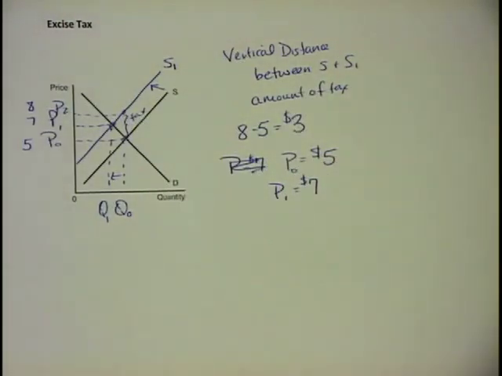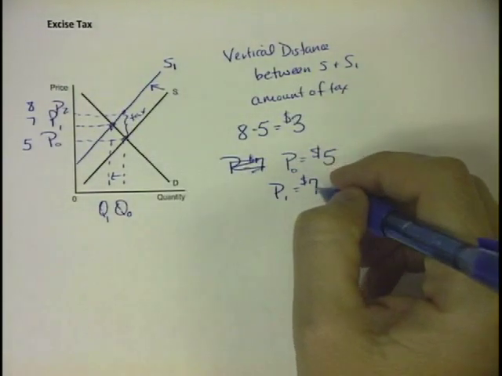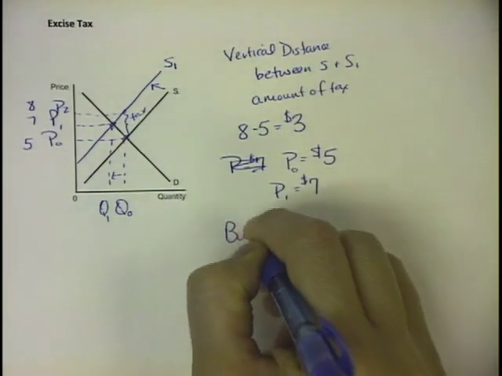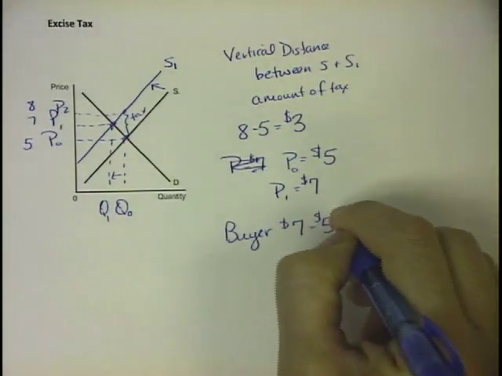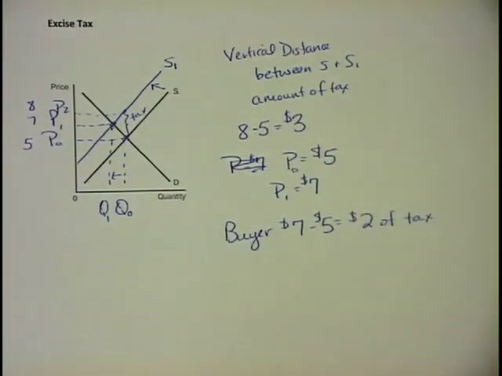So originally we were paying $5 for the good and the seller received $5 and they kept $5. Okay, now with the tax, now we're paying $7 and let's say that the firm is going to have to submit the tax. So they're going to have to pay into the government the tax. So the buyer now pays $7. They used to pay $5. So they bear $2 of the tax. Okay, because originally they paid $5 for the good. Now they're paying $7. They're paying $2 of the $3 tax.